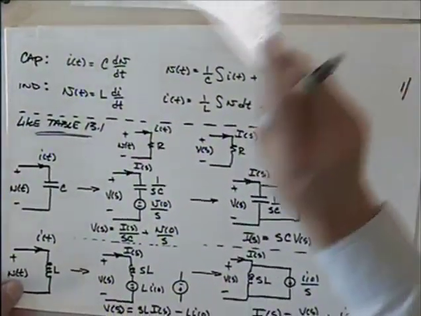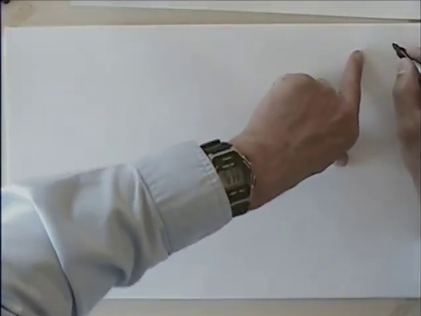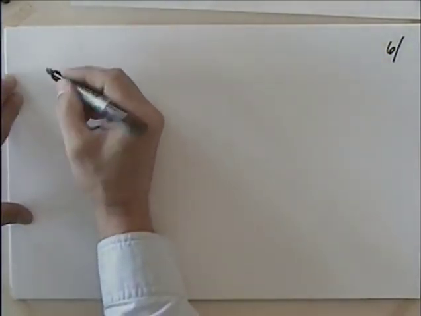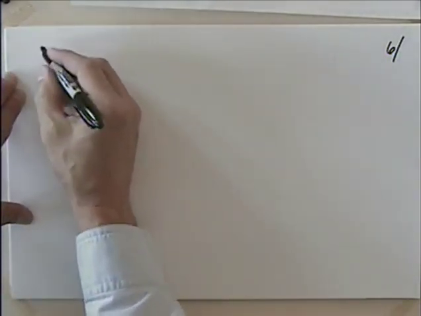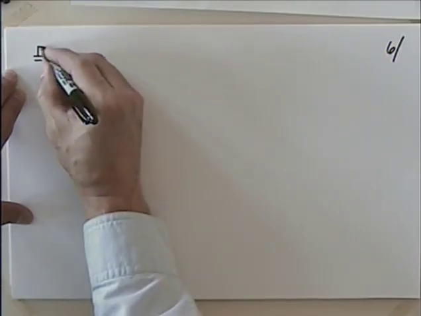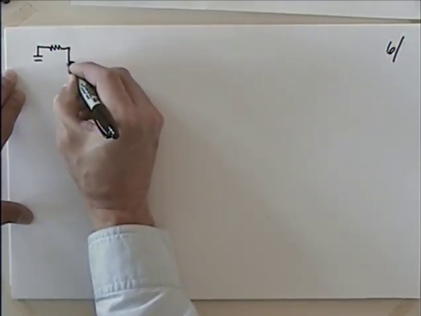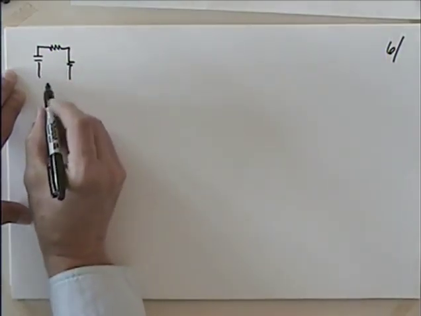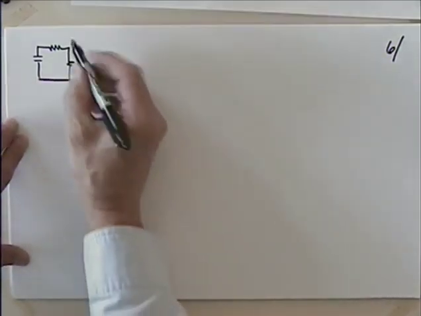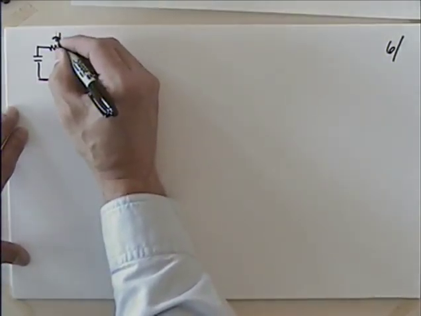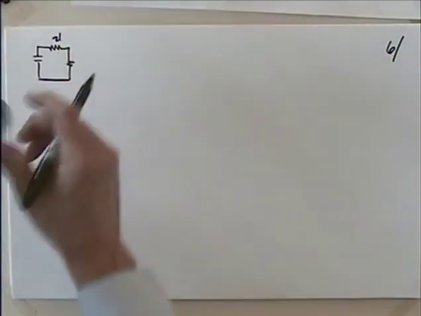So where were we here? We're at 5. So I'm going to start out with the capacitor. We had a resistor, and that's what we had. This was 4K.